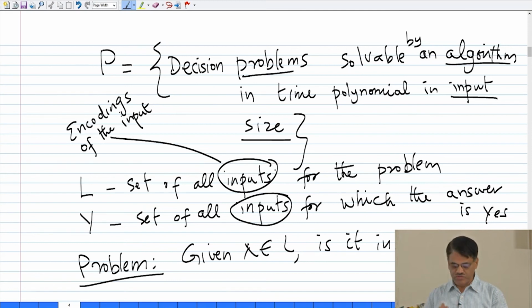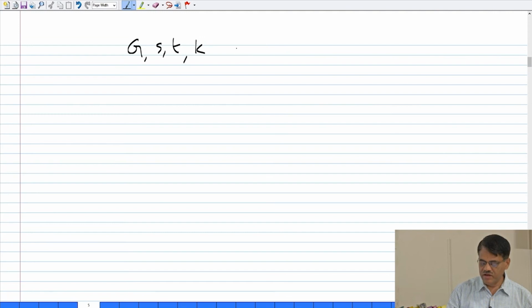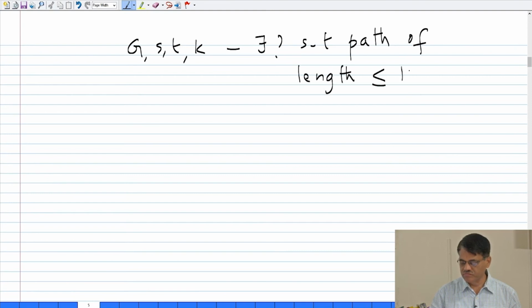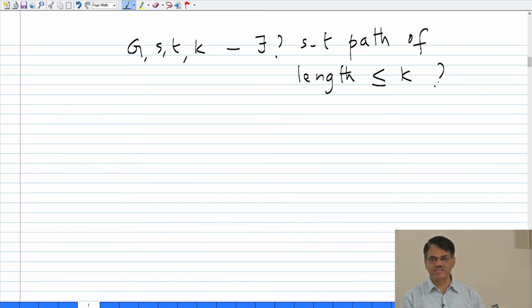So, let us look at the following problem. Let us say G, S, T, K, and I ask the question: does there exist an ST path of length at most K? This is a decision problem because the answer is yes or no, as simple as that. Is it polynomial time solvable? Is there a polynomial time algorithm for this?